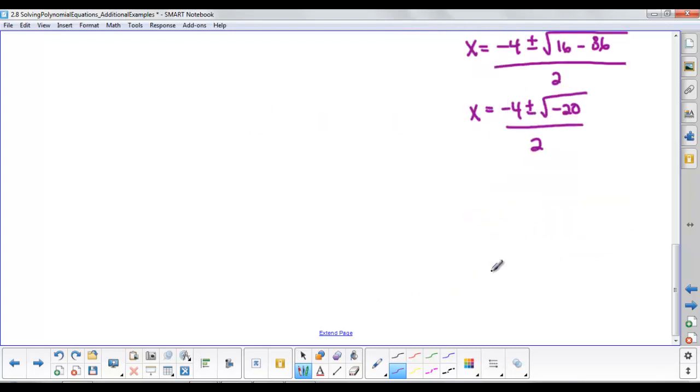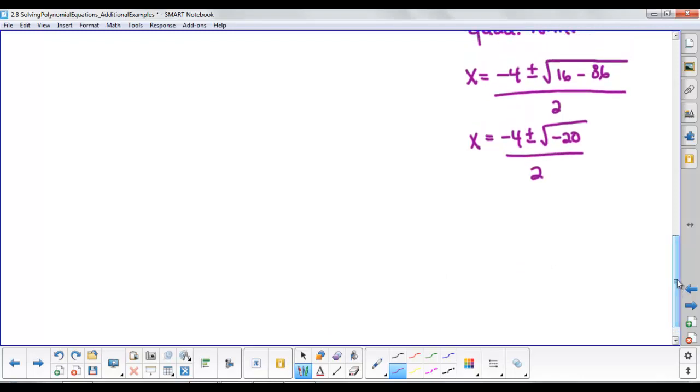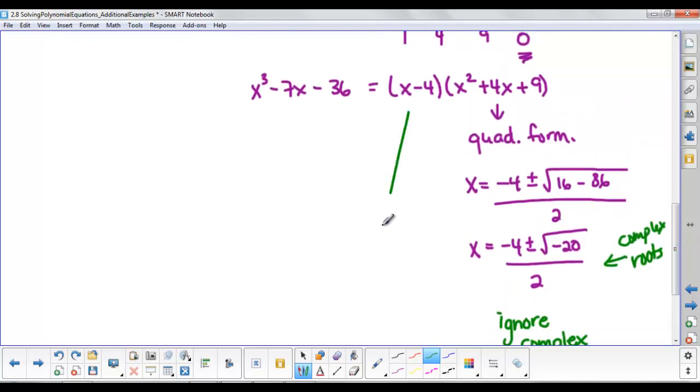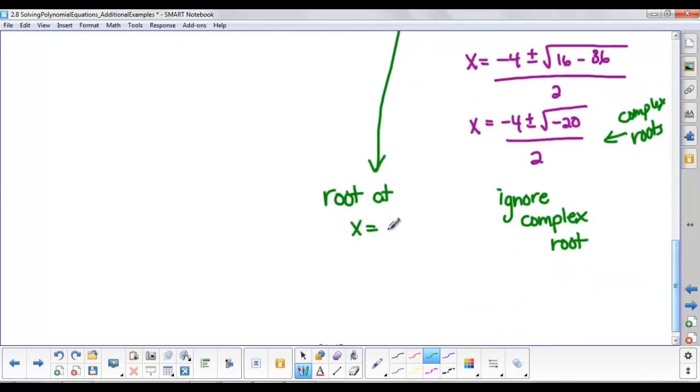Now, because this is an application question asking you to solve for dimensions of a prism, right away we'll notice that because we have a negative inside our root sign, we're actually going to get some complex roots. If the question just simply said solve this polynomial equation, then I want you to go ahead and finish off this and simplify the complex root. However, because x here represents some sort of measurement, we can actually ignore the complex root and just say that the only root is at x equals 4.